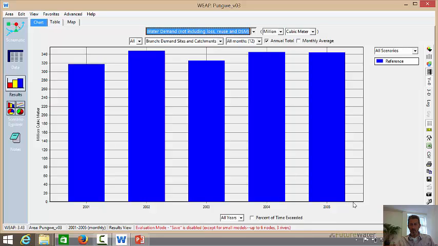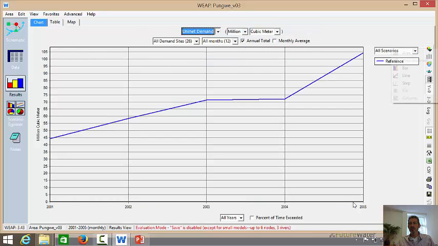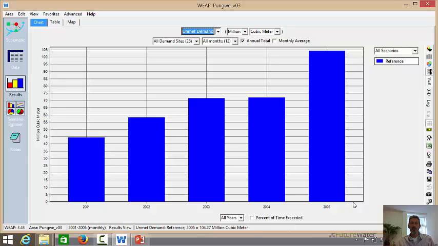Now the question is of course whether there is sufficient water to meet that demand. And in WEAP we call that unmet demand. So remember the demand is about 340 million cubic meter. And let's have a look at the unmet demand, and again I will plot it as a bar. There is quite some water shortage, as you see. So of the about 300 million cubic meter of water which was needed, about 100 million cubic meter was not delivered in 2005. And in 2004, about 70 million cubic meter was not delivered. So apparently there is a big water shortage.